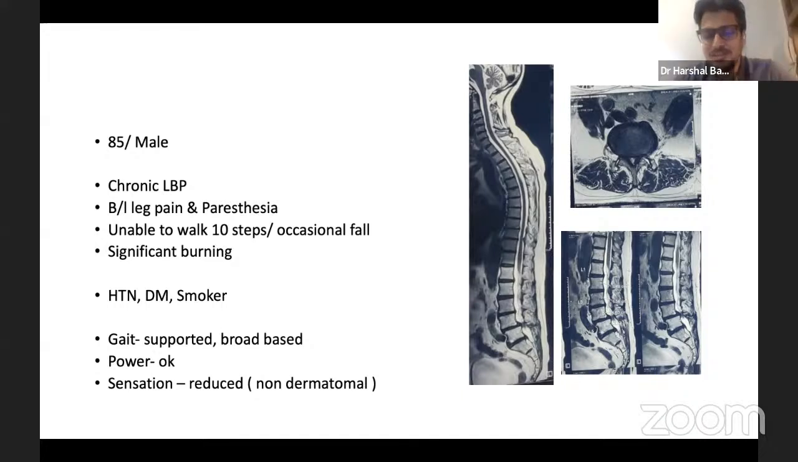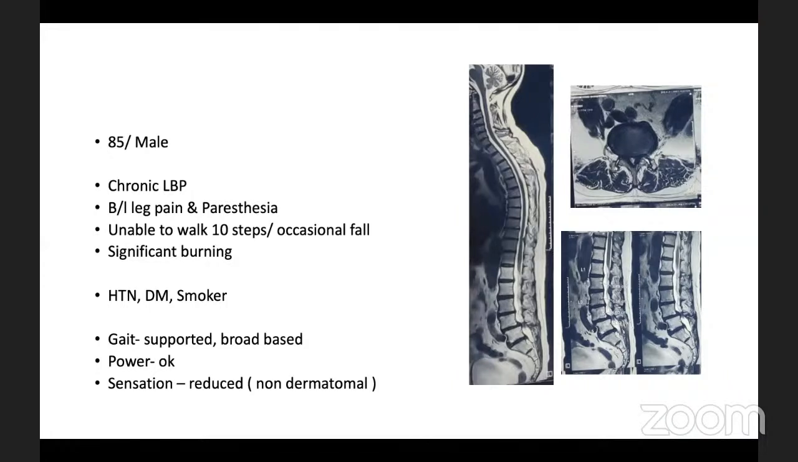Any other questions? Only one point in addition to whatever you all have discussed. I feel that a developmentally narrow canal, if it is clearly documented, goes much more in favor of doing a longer segment decompression. Usually developmentally narrow canals call for L1 to S1 type decompression. True, if it was a well-documented developmentally narrow canal. Agree.